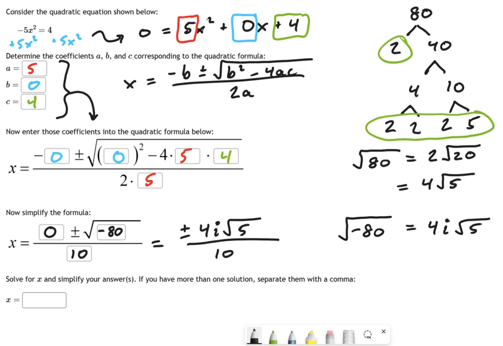Now that simplifies a little bit, and you can see this 4 is going to partially cancel out and become a 2, and the 10 partially cancels out and becomes a 5. So that's my answer. It's plus or minus, and you can write plus or minus right in the computer, or you can use commas to separate it. It's going to be 2i square root 5 divided by 5.